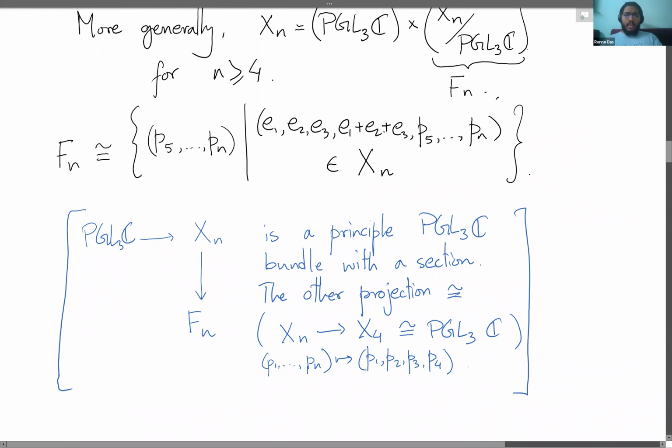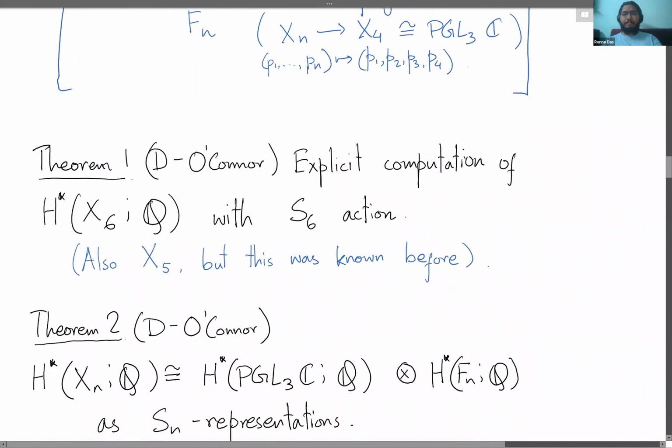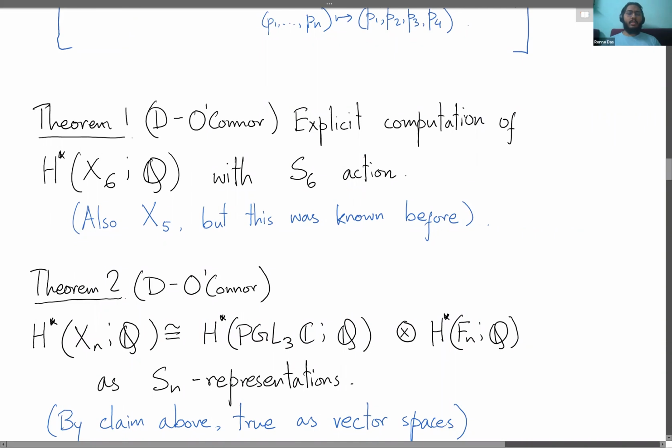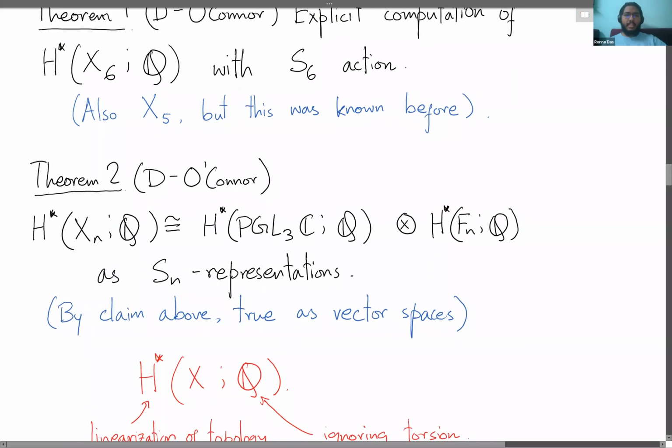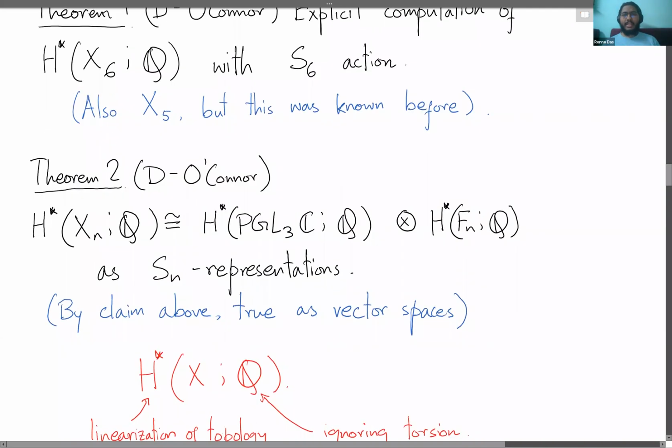All right. Okay, so now we are ready to state our theorems. Theorem 1 is we compute X6 fully with the S6 action. Well, I don't compute. So what do I mean by compute the topology? We compute the cohomology of the space with rational coefficients. As I'm going to say right below, you should think of this as a linearization of topology ignoring torsion. So we are computing the topology with the S6 action. Well, this is what we can do.